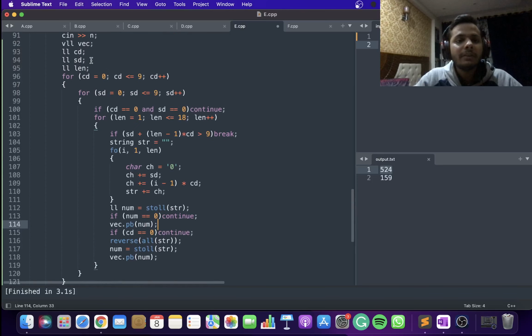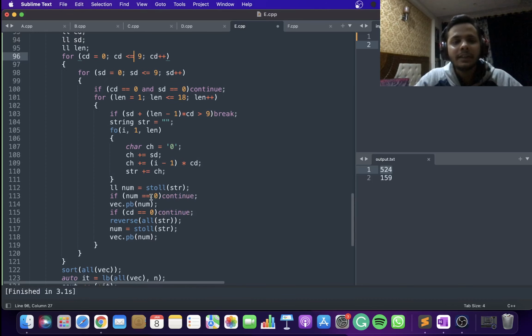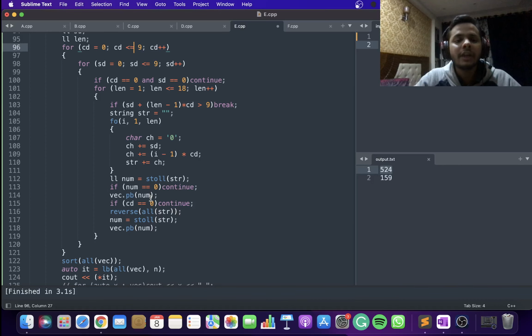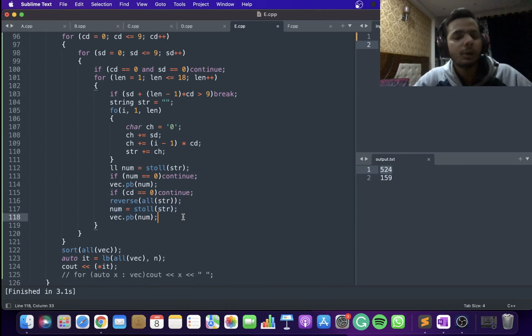And so I push back num into my vector of arithmetic numbers. But one thing which I'm missing out is that I only iterated for the absolute value of the common difference, not the common difference itself. So every number can be reversed, and if I reverse that number, I will get an arithmetic number which has a common difference of minus 1 times CD. And so I will reverse the string, form the number again by calling the stoll function, and push it back into my vector.